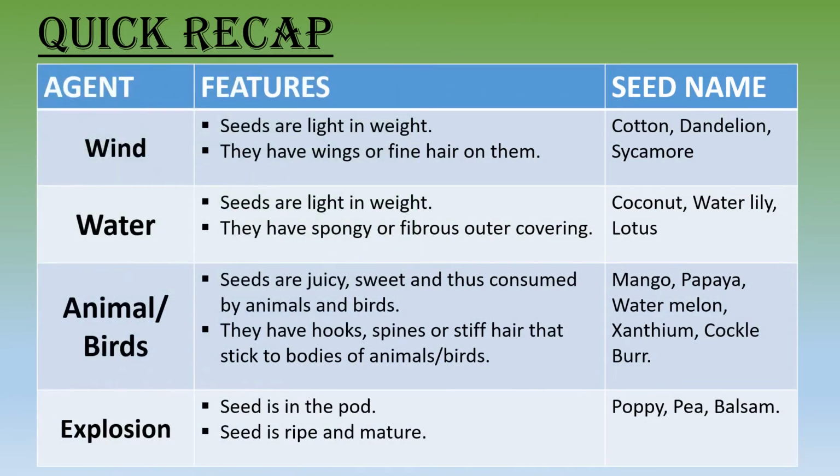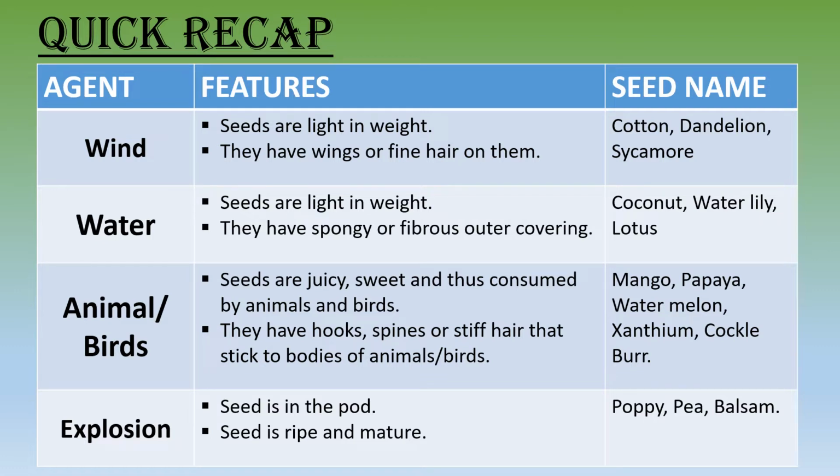Let us do a quick recap of all that we covered in Module 3. We studied a very important phenomenon, seed dispersal. Seed dispersal is a process by which the seeds move away from the parent plant, and there are a few agents of nature which help in dispersal of seeds. The first agent that we studied was wind.